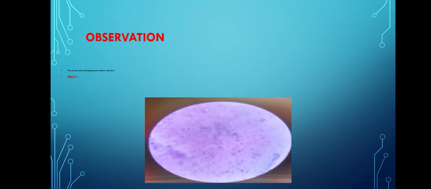Observation: in monochrome staining, we get colored cells. Here we can see blue colored cells, and the background remains colorless.